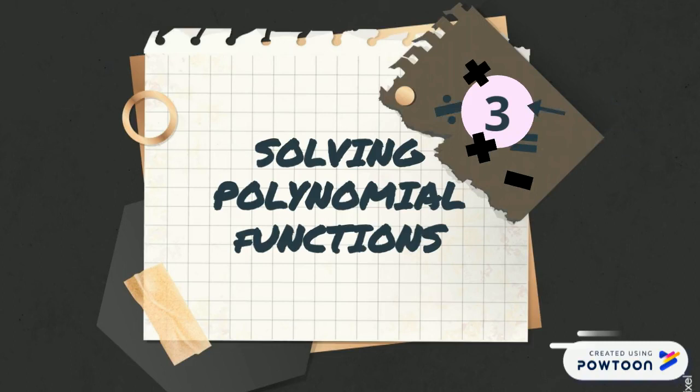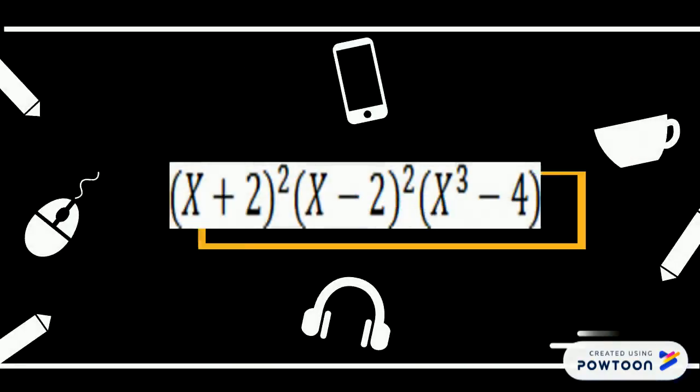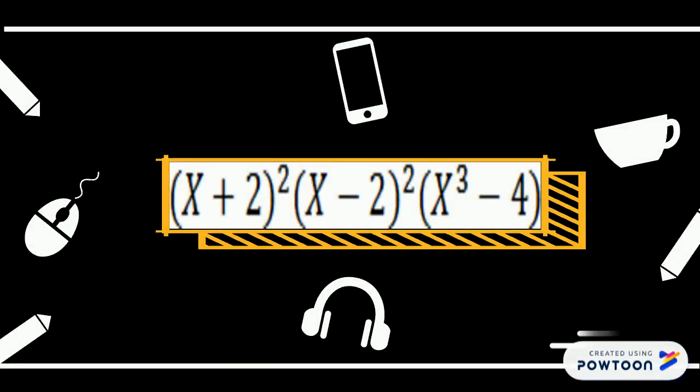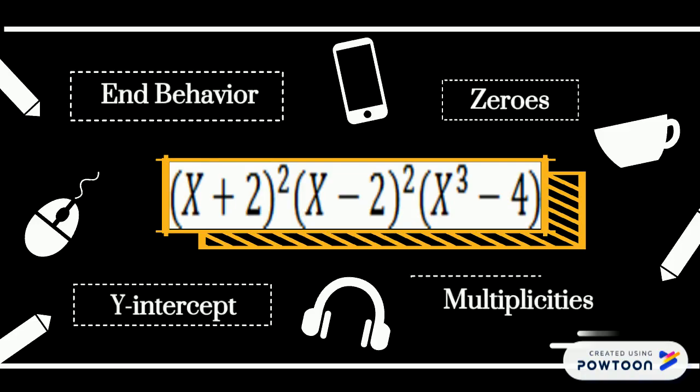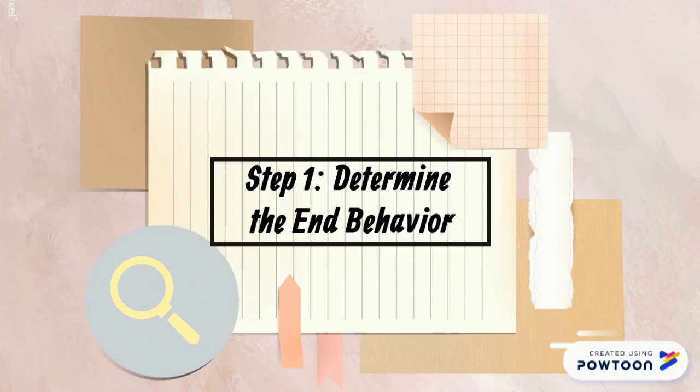Now, let's try to solve. We have an equation of x plus 2 squared, x minus 2 squared, x cubed minus 4. In order to solve this equation, you must first determine the end behavior, y-intercept, zeros, and multiplicities. Step 1. Determine the end behavior.